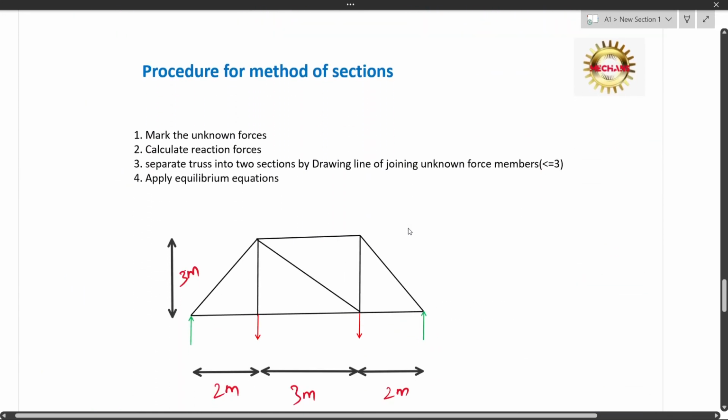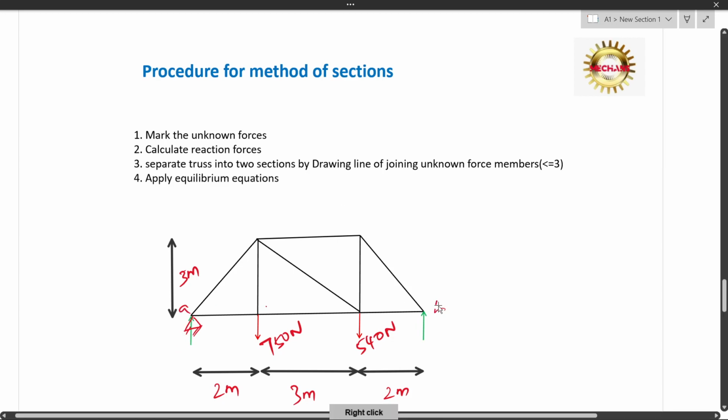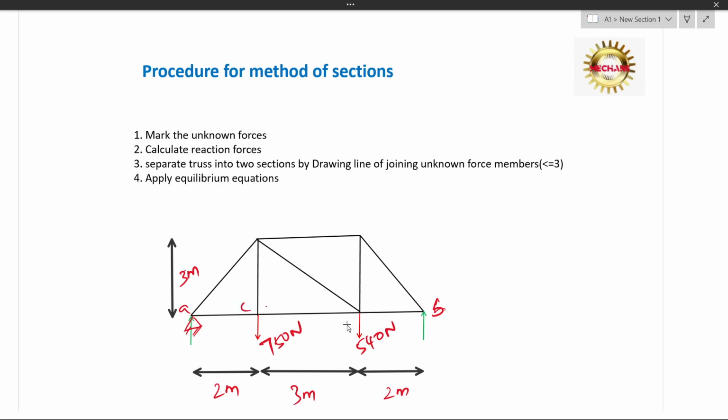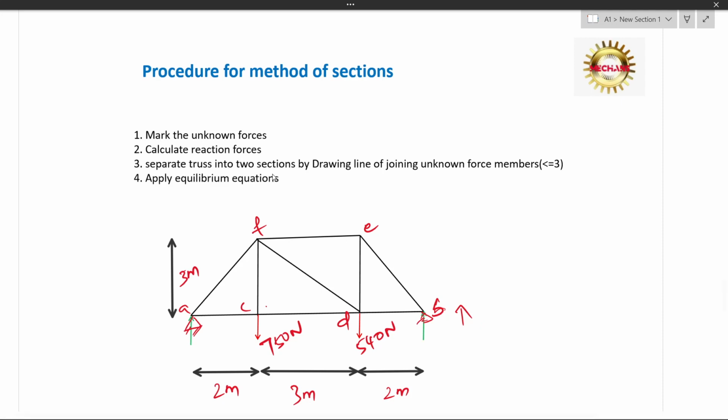So these are the procedure. For an assumption, you take this as 750 Newton and this one as 540 Newton. And these are two reactions from the support called A. Here it's B, C, D, F. Two reactions are happening here in this direction. So if we follow these four procedures, we can solve any truss or a frame using method of sections.